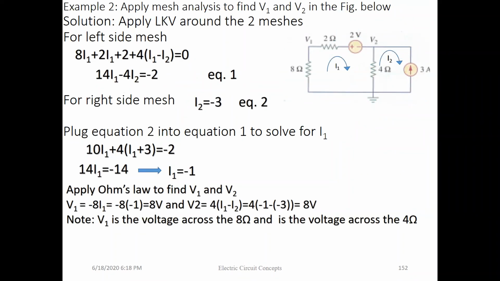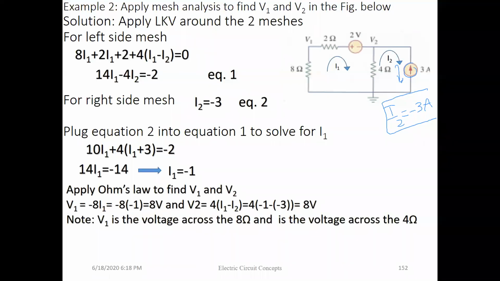Again, don't be scared of this one. So for mesh number 1, you just apply KVL. For mesh number 2, I2 is equal to -3. Okay, and why negative? Because I2 is in the opposite direction of 3. So again, we only have one equation to solve, which is the equation of mesh number 1.